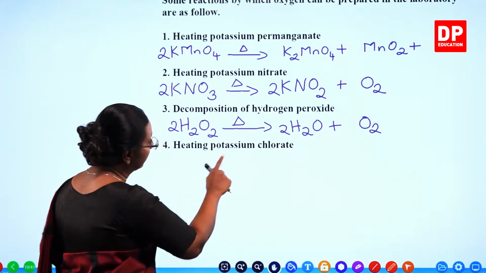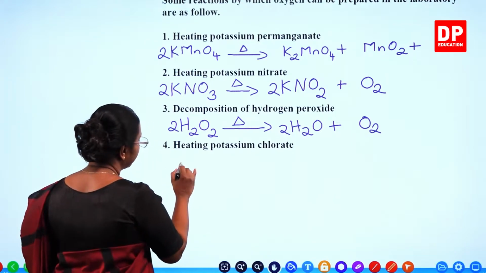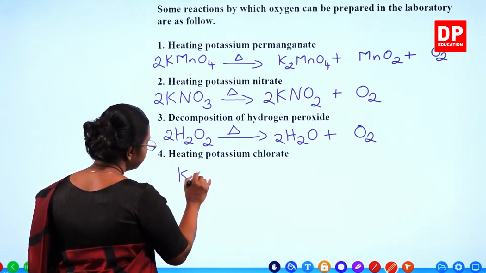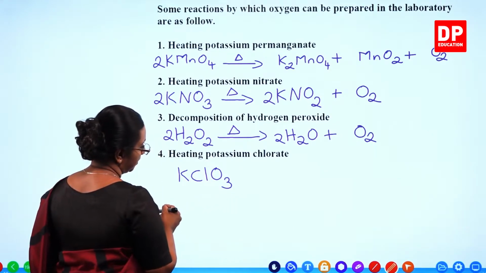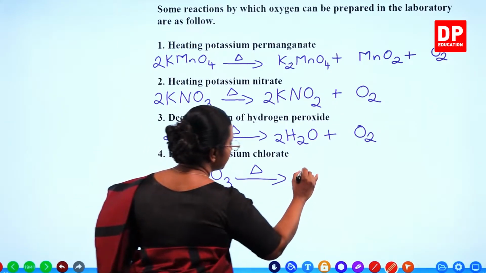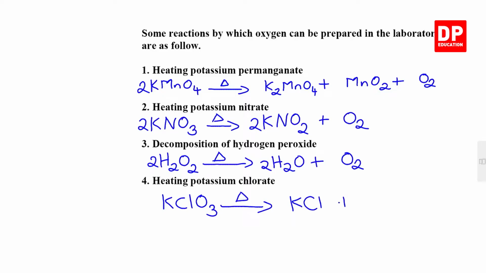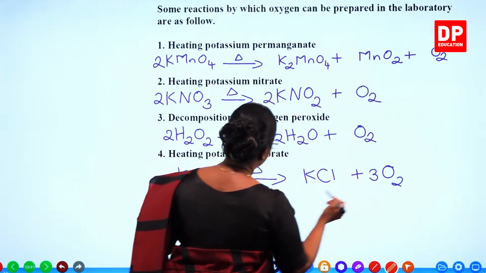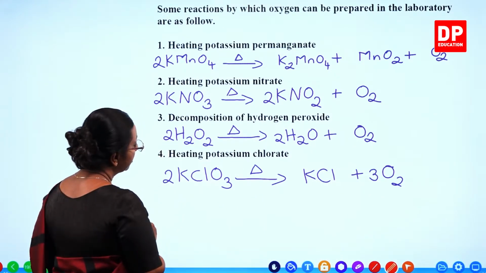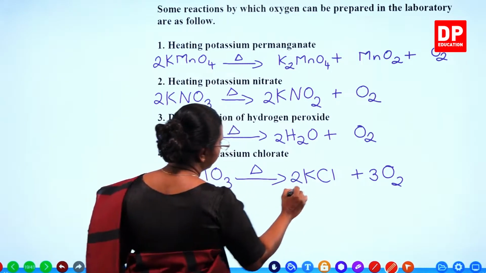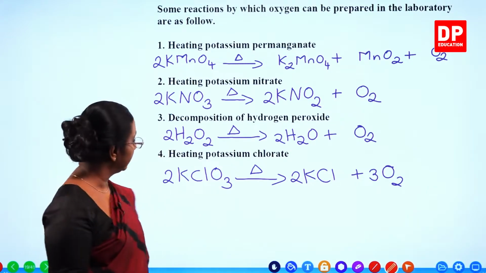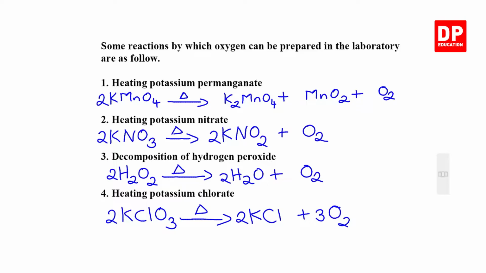Then the fourth one, last reaction is heating potassium chlorate. Potassium chlorate is KClO3. So there it decomposes to give rise to KCl plus O2 gas. KCl is potassium chloride. So here again to balance it, we need to have 3 oxygens, but you need to have 2 potassium chlorate and 2 potassium chloride. So that is again a balanced chemical equation. So those are the reactions.